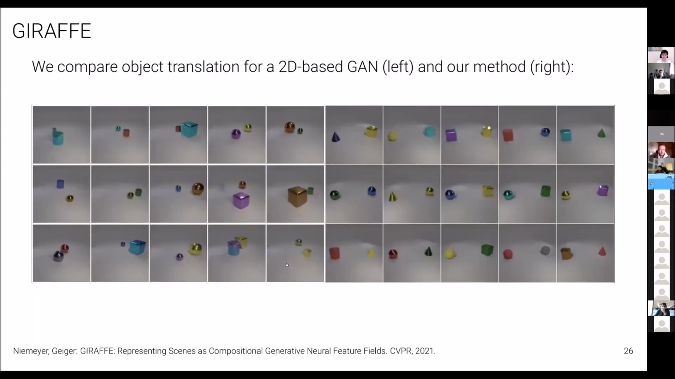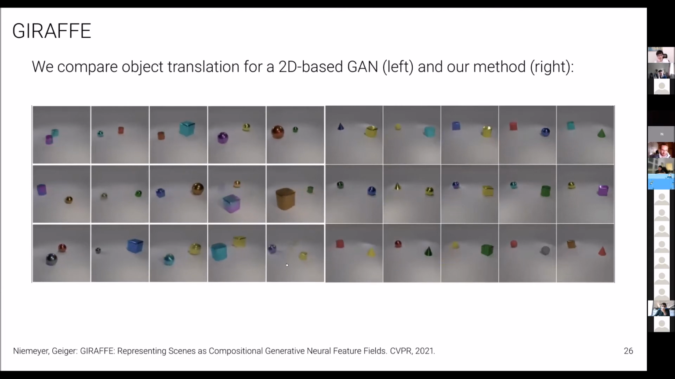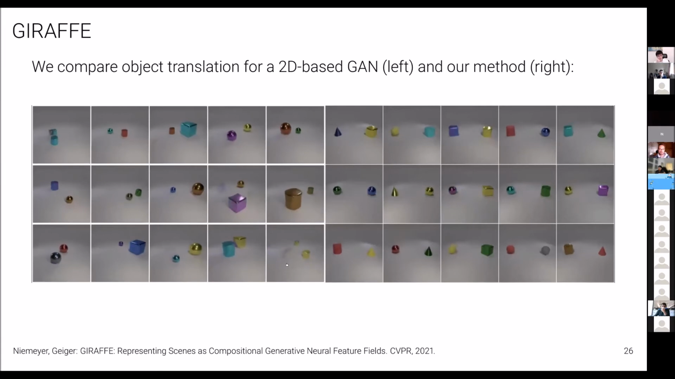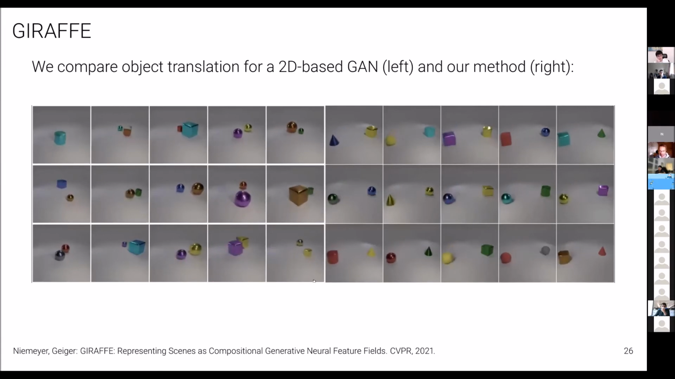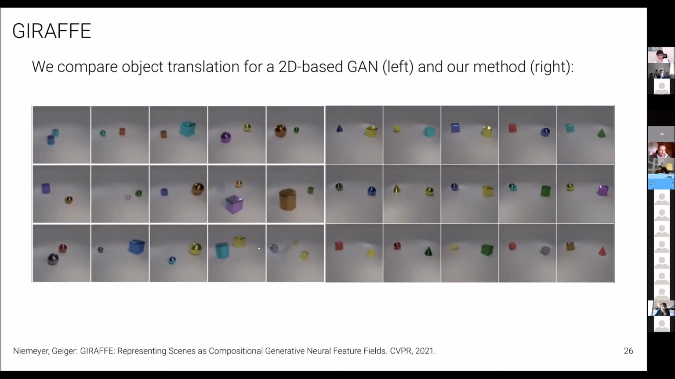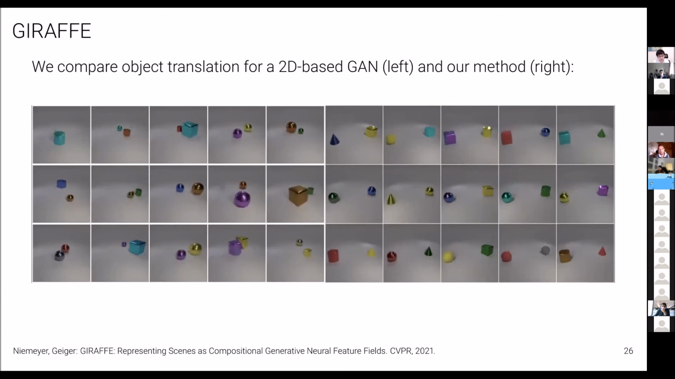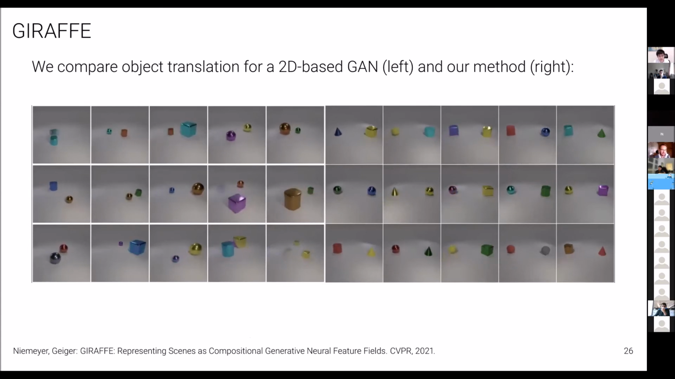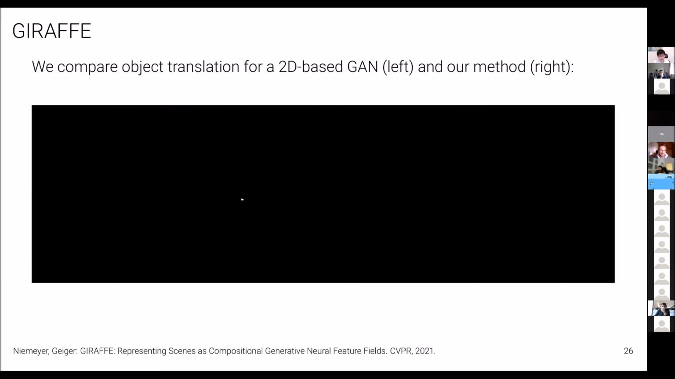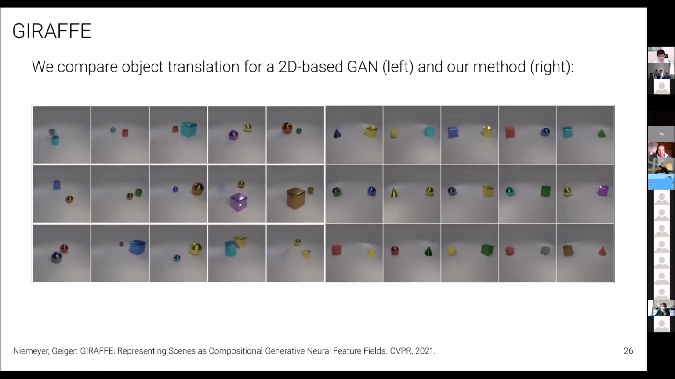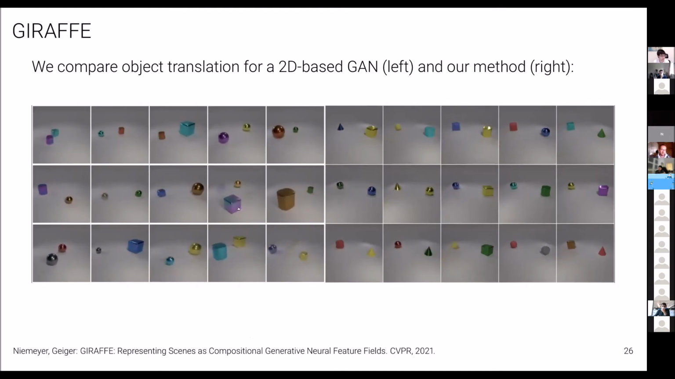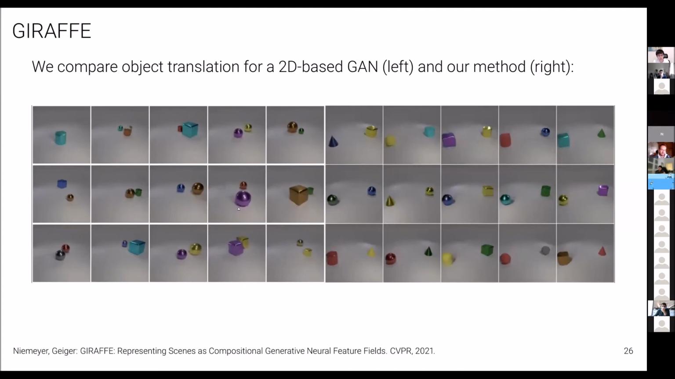Okay, so this is everything about the method. Let's look at some results. The first result is a comparison in terms of object translation for a 2D based GAN and our approach on the right. As you can see here on the left, the 2D GAN is not able to disentangle translation or position and appearance entirely. As you translate objects, for example here, the shape and the size and also the appearance of the object often changes. So it's just hard to do this without this inductive bias of going explicitly through 3D and disentangling the scene into different objects.